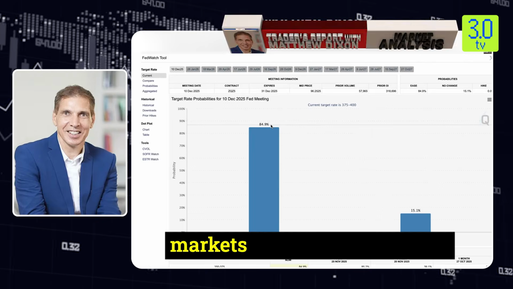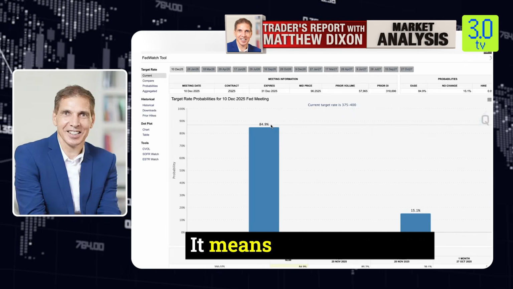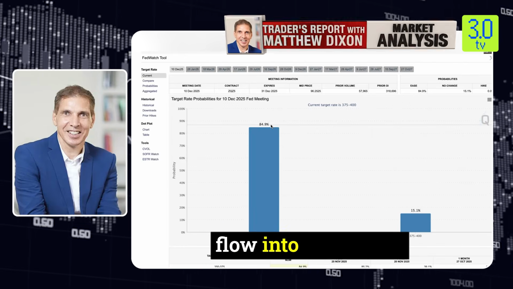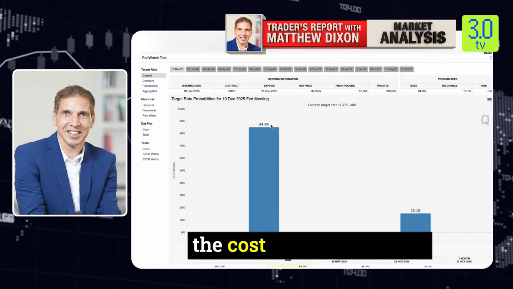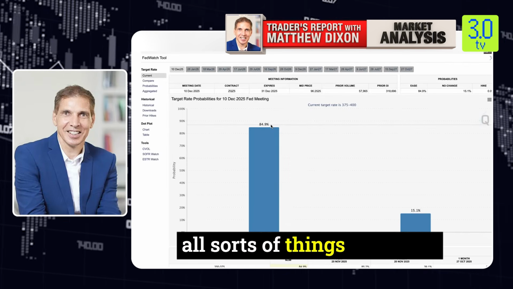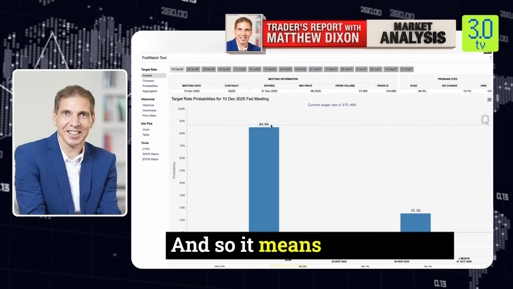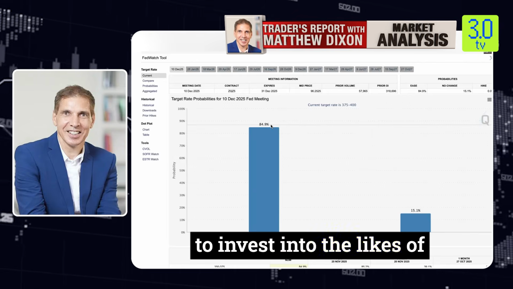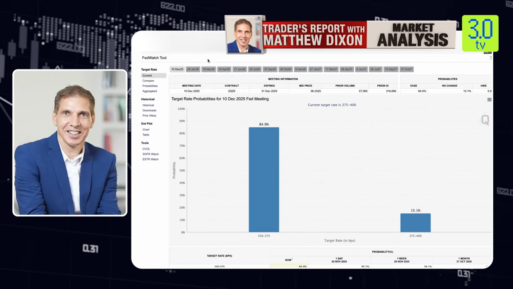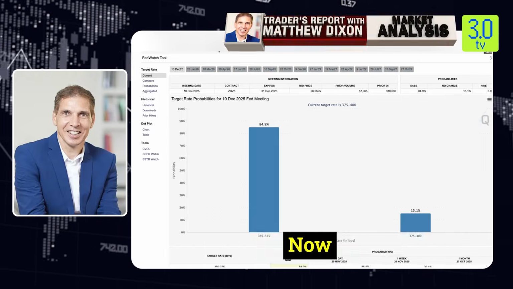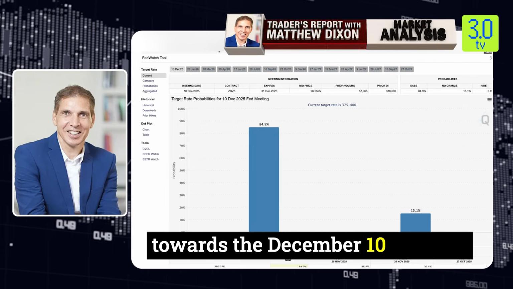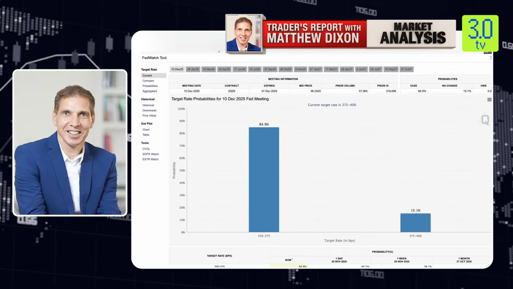Obviously, markets like to see a potential cut. It means easier monetary policy, more money available to flow into risk assets. The cost of servicing debt, all sorts of things are much, much less. And so it means there is more money flowing around in the economy to invest into the likes of Bitcoin. And that's why we've seen the good rebound on Bitcoin. Now, if this continues towards the December 10 meeting, there'll be no surprises.